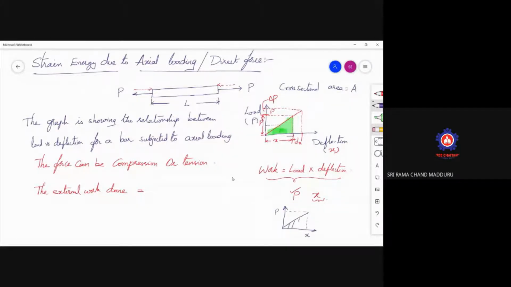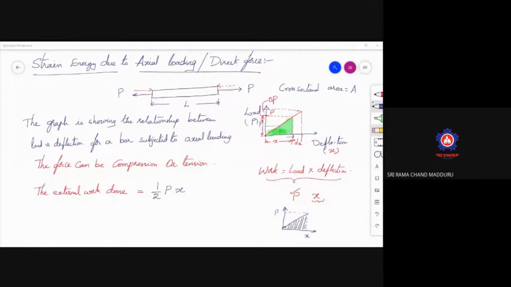Now we have to consider this hatched portion. The work done is nothing but the area of this hatched portion. It looks like a triangle. So the area is half P into x. The external work done is equal to half P into x. In general, you may know that we consider P into x. But why are we writing it as half into P into x?